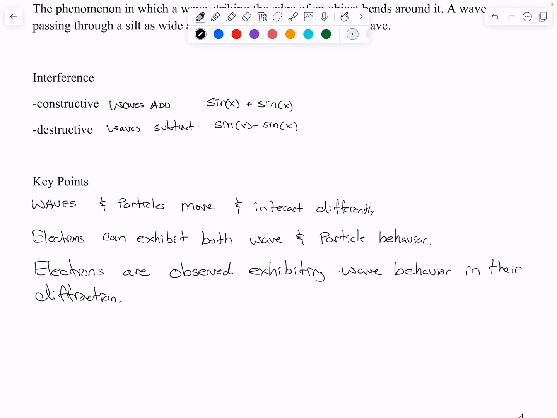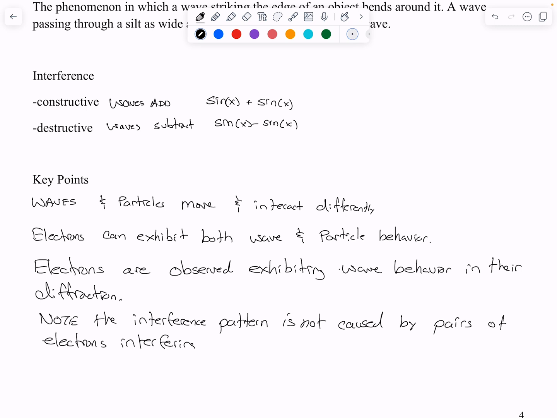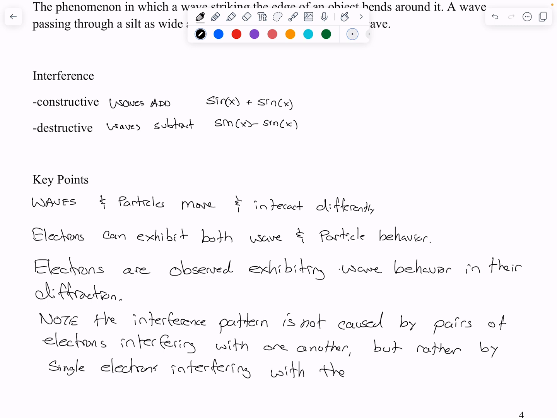Now, this is what's really weird. Note the interference pattern of electrons is not caused by pairs of electrons interfering with one another, but rather by single electrons interfering with themselves. So electrons interfere with themselves in the diffraction, which is really weird.